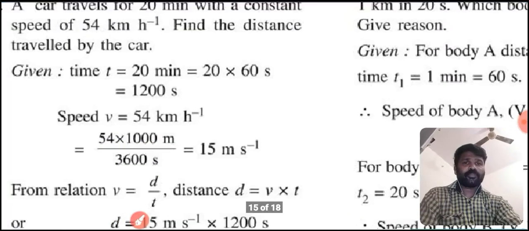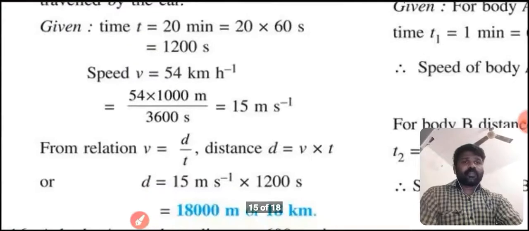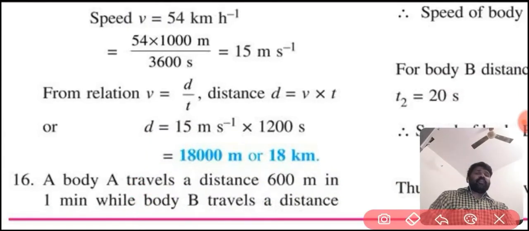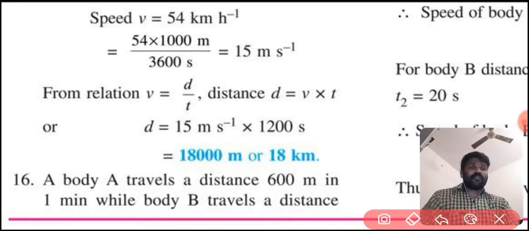Okay, students. Now we know the relation v is equal to distance upon time. From this relation we can find the formula for d, that is d is equal to v into t, speed into time. Speed is equal to distance upon time. From here we can make the relation d is equal to speed into time.